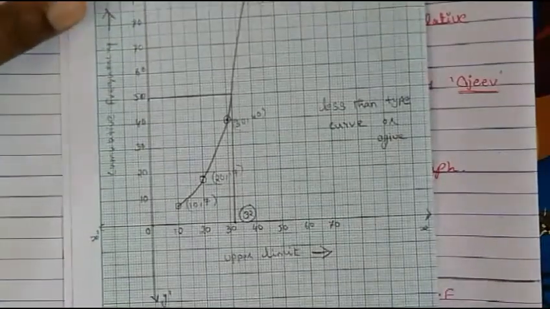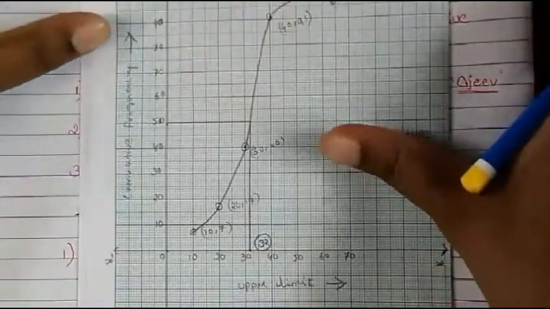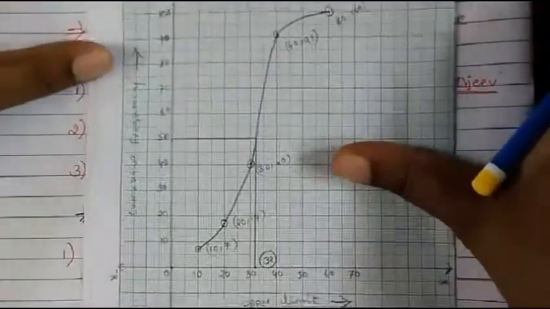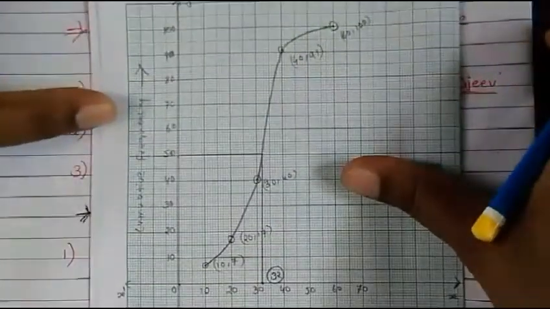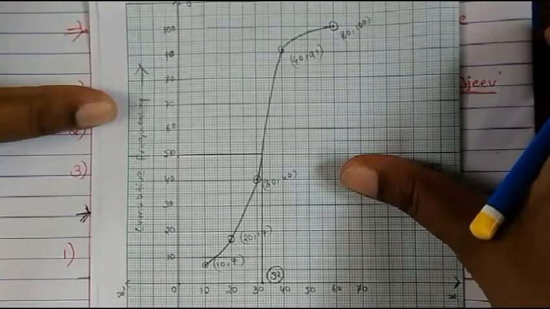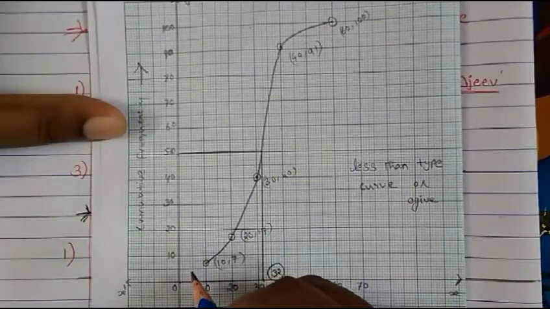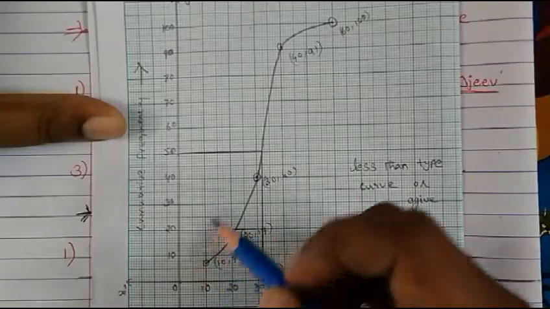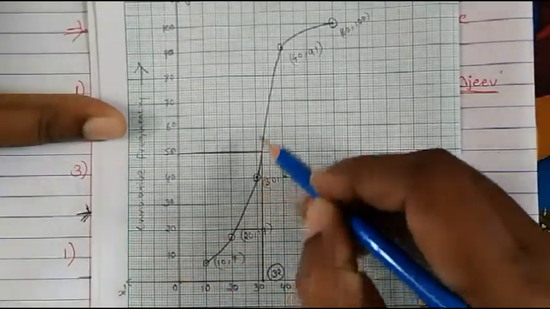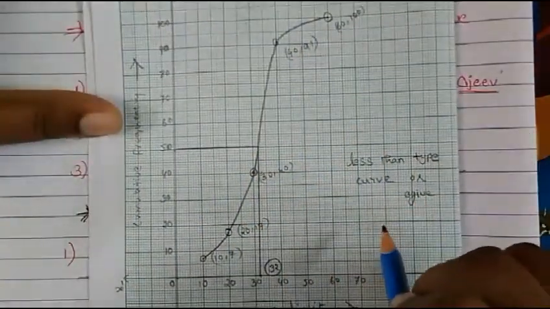Now one more very important thing. In the question, they will not show you this less than type curve, nothing. They will show you only this graph, only this curve, and they will ask you to find out which type it is. Is it less than type or more than type? Always remember, less than type means the graph starts from a smaller number. I mean to say, the graph begins from down and then goes up. That is called a less than type graph.